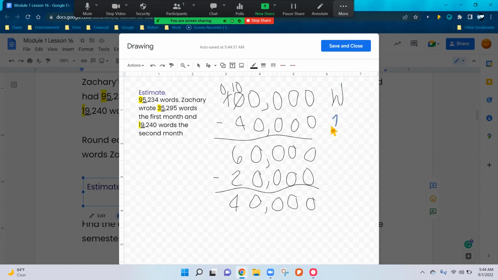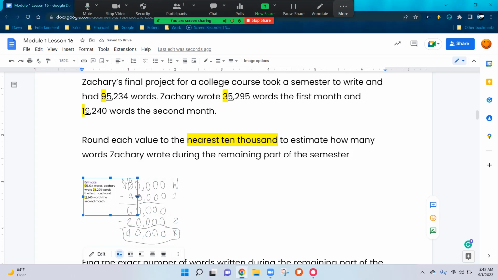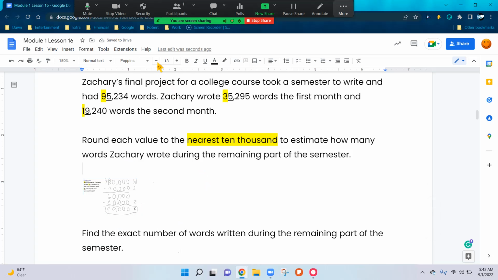In the first month, he wrote about 40,000 words. And then in the second month, he wrote about 20,000 words, which means the rest of the semester, he wrote about 40,000 words. And this is what they were asking for. So I'm going to go ahead and square it so I can see it. Save. And then I'm going to make this just a little smaller because I know I want some room.